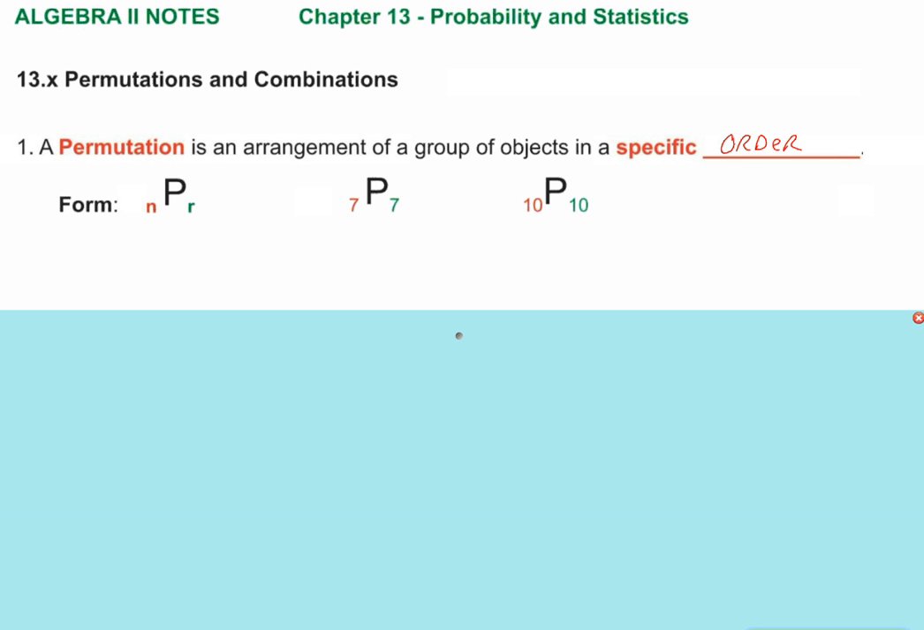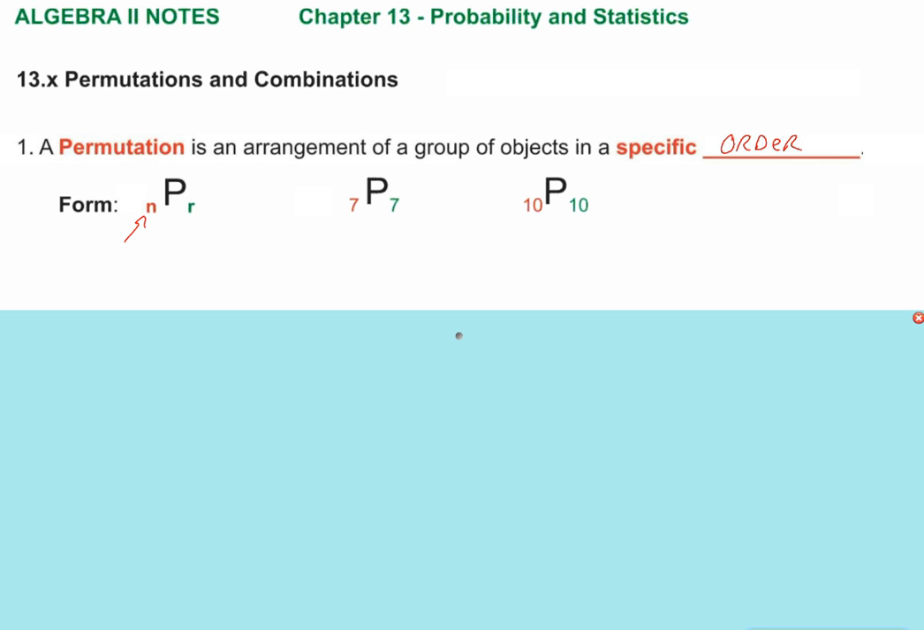And in real life, this is going to be a word problem. You're not going to have the capital P in the notation in real life. It's going to be a word problem. And so you'll have to figure out, does the order matter? If the order matters, it's a permutation. If the order does not matter, just how many groups can we make, then it's a combination.